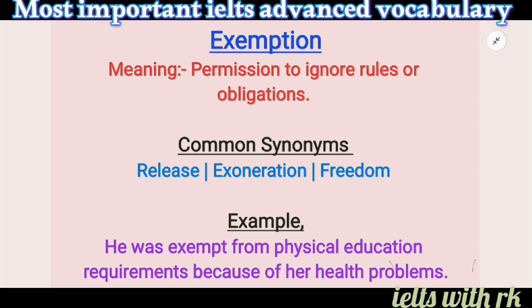Exemption. Permission to ignore rules or obligations. Release. Exoneration. Freedom. He was exempt from physical education requirements because of her health problems.